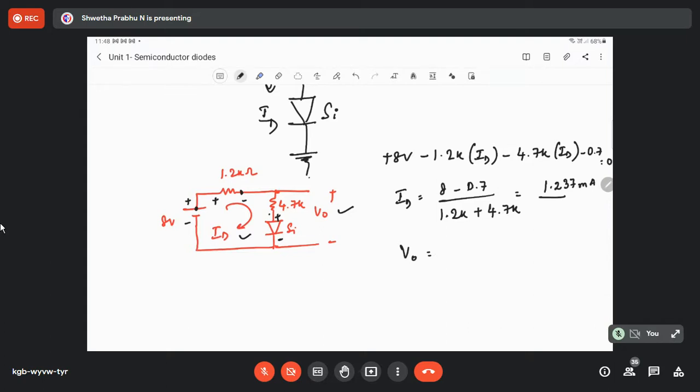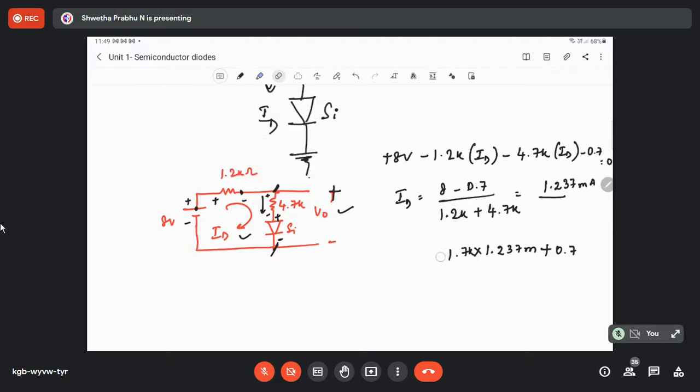How are you going to calculate the output voltage across this? Current is flowing like this, means this is positive and this is negative. So this positive of V0 is connected to positive of 4.7. Therefore, I will take plus 4.7 multiplied by the current value, that is 1.237 milli. And the diode plus 0.7. You need not equate it to 0; you can find the output voltage. I shall also show you the other way around.